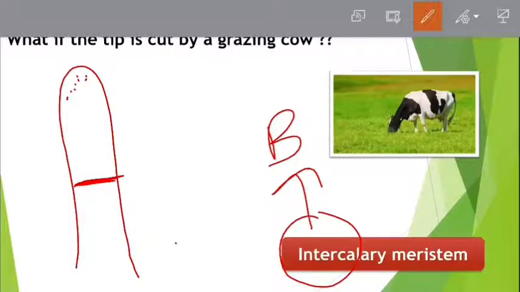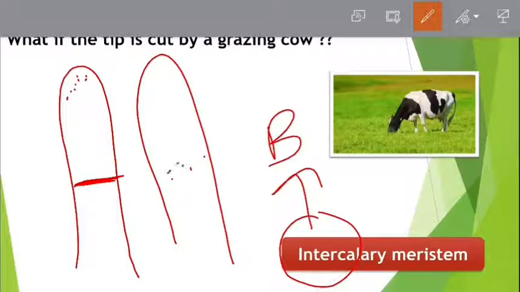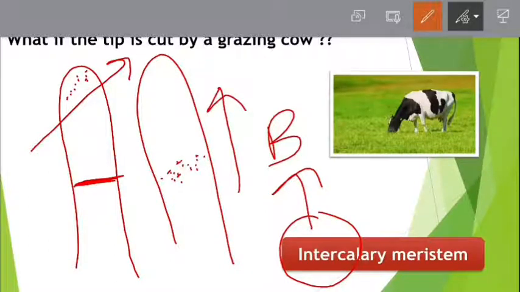Now what is intercalary meristem? Intercalary meristem is basically a group of cells present in the stem which have the capability of division. If the apical meristem is cut down, then this intercalary meristem will grow and further increase the length of the stem. So this was the second meristem that we studied, which is intercalary meristem.